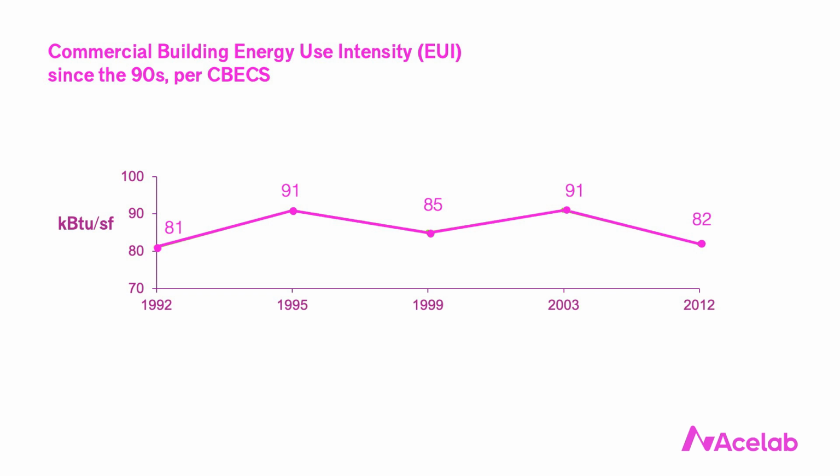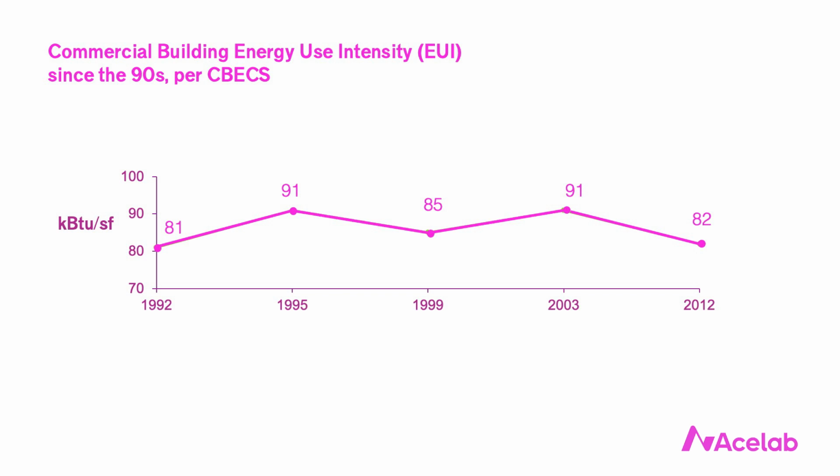This graph shows the energy use intensity, how much energy we use per square foot for commercial buildings since the '90s. This is for all commercial buildings. It's not correcting for occupancy type or when or where the buildings were constructed. It's just an average to get a big picture sense of where we are in terms of energy use per square foot. And the data does not look very encouraging.